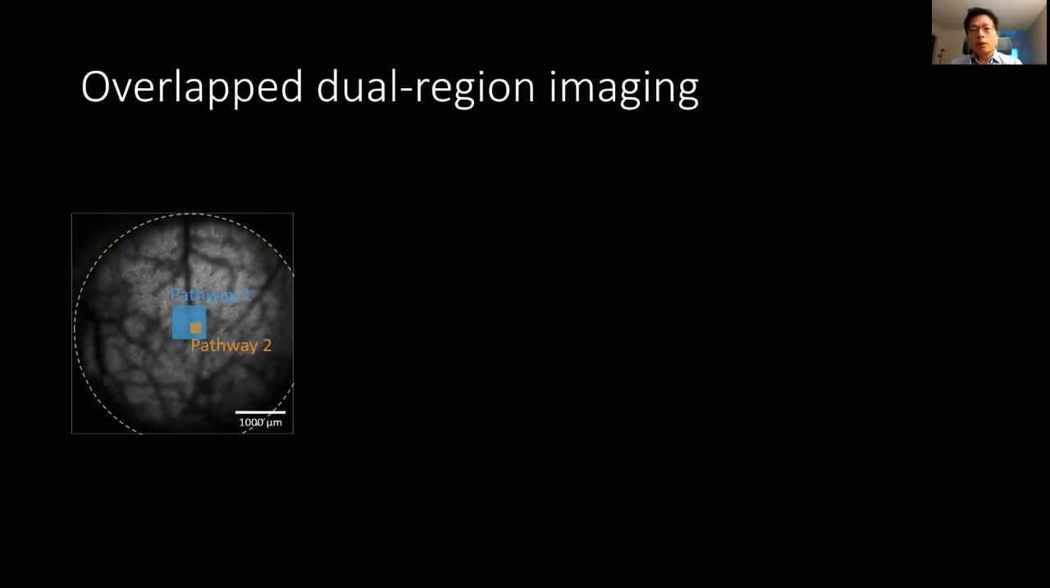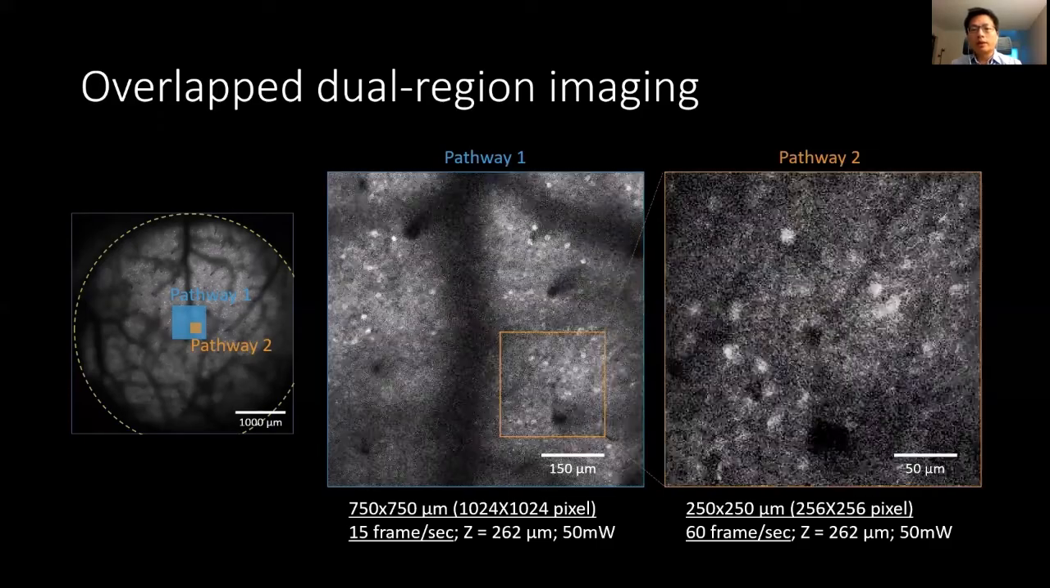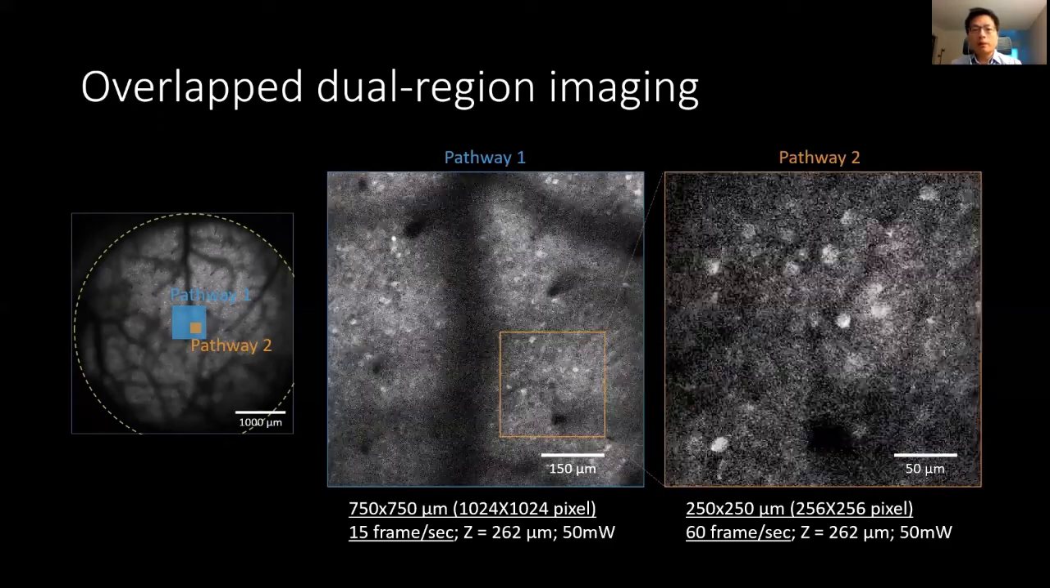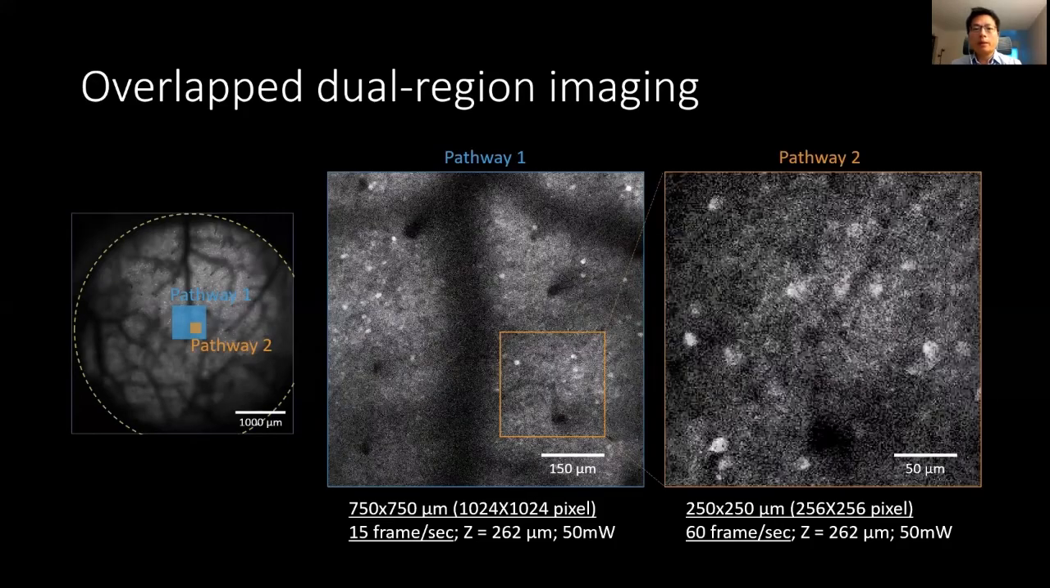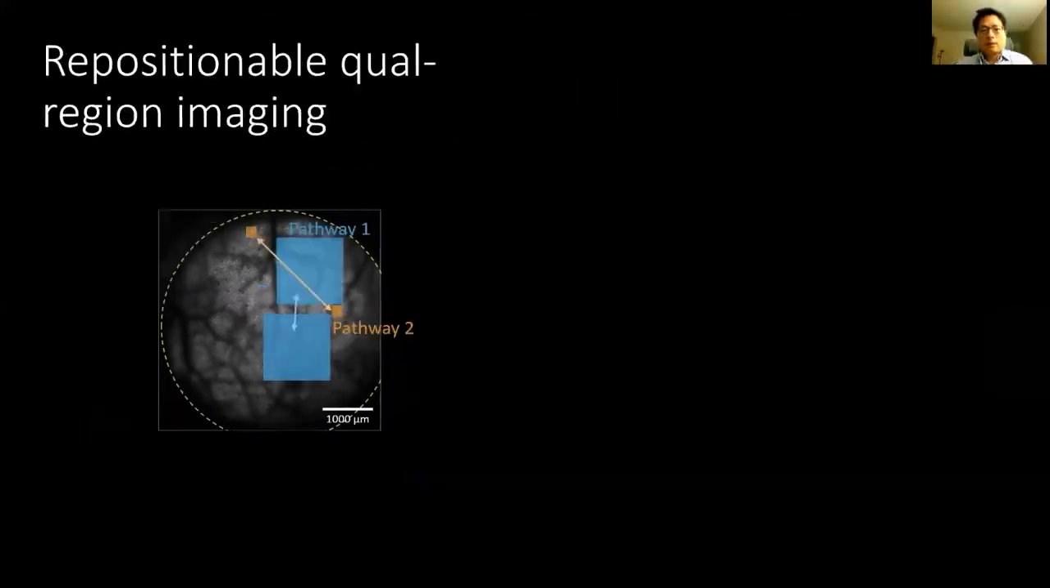The two pathways also can be overlapped with no limitation on the shortest distance. In this example, pathway 1 and 2 are overlapped, with pathway 1 imaging a larger area while pathway 2 images a subarea of pathway 1. Again, they have different imaging configurations.